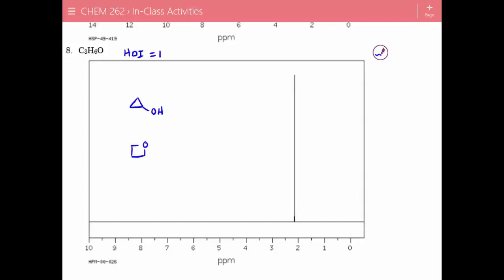If we have a pi bond, we could have a few different options. We could have this.